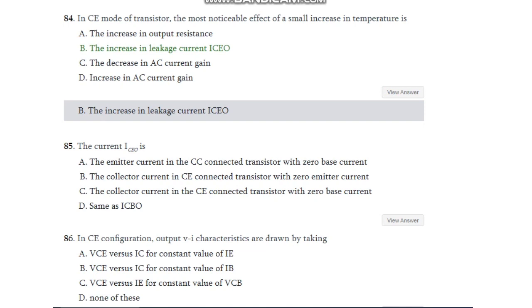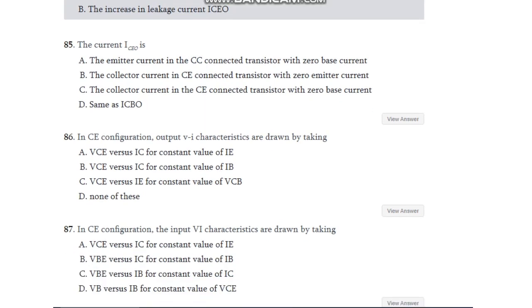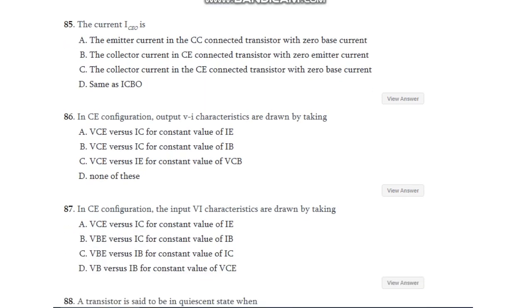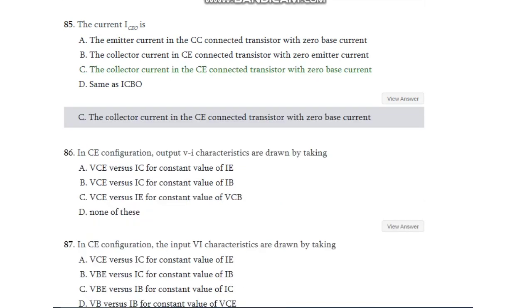85th question: the current ICEO is the emitter current in the CC connected transistor with zero base current, the collector current in CB connected transistor with zero emitter current, the collector current in CE connected transistor with zero base current, and same as ICBO, and the answer is the collector current in the CE connected transistor with zero base current.